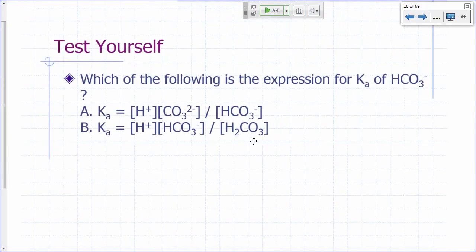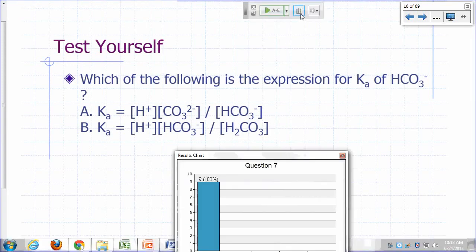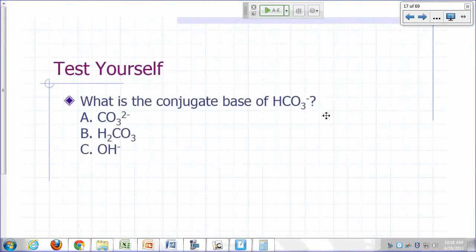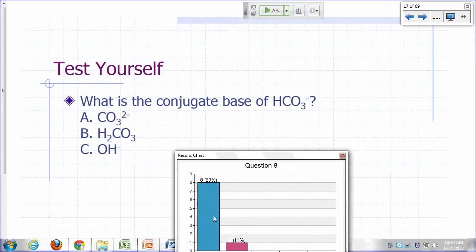Which of the following is the expression for Ka of HCO3 minus? Okay, very good. What's the conjugate base of HCO3 minus? The conjugate base is what you get if you behave like an acid. If you behave like an acid, you end up being the conjugate base, so that's what you get after you've lost your proton. Carbonate ion, very good.